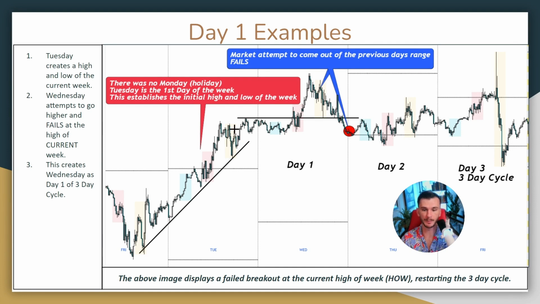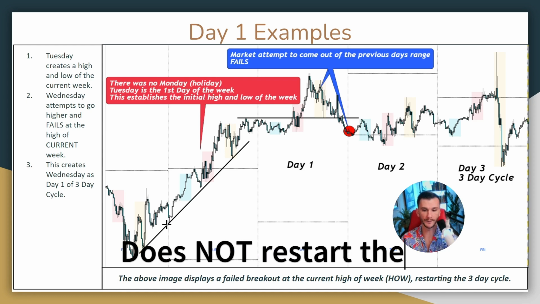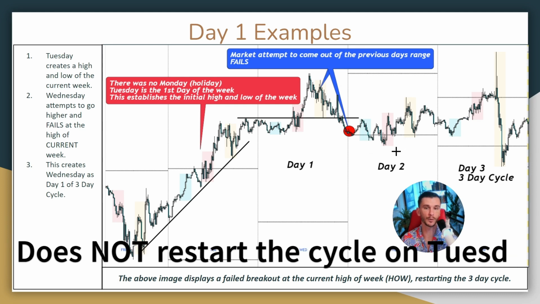So you have a Tuesday, because in this example, Monday was a holiday and did not have a trading day. Tuesday is now the first day of the week. Tuesday has created the initial high and low of the current week. And then Wednesday trades above Tuesday's high and then closes below Tuesday's high, creating a day one of the 3-day cycle example. And on the following day, you have day two, and then you have day three. Notice how on this example here, they traded below Wednesday's low, and that breakout failed and came back on the inside. But this is why I keep on highlighting high and low of the current week. The low of the current week is all the way down here, so this is not going to restart.